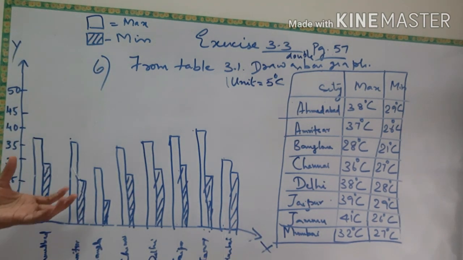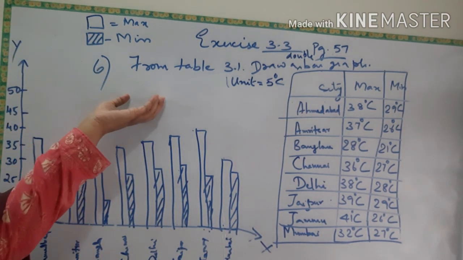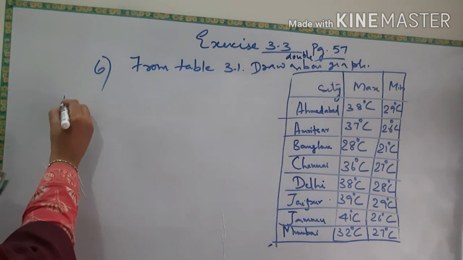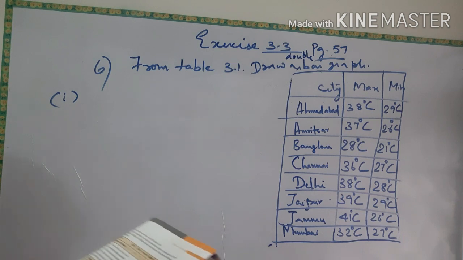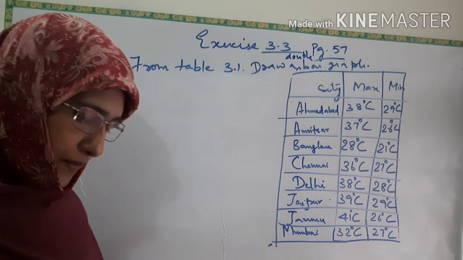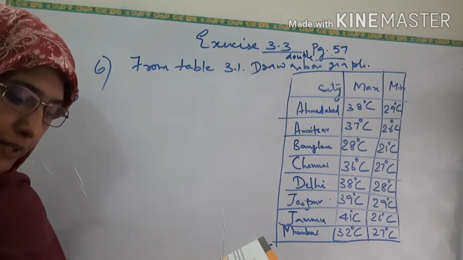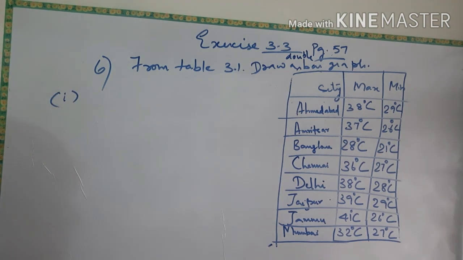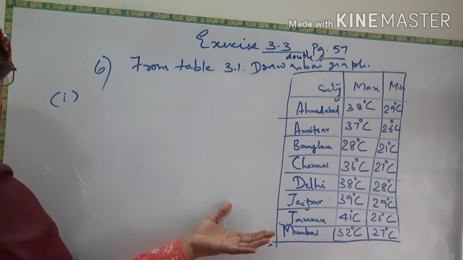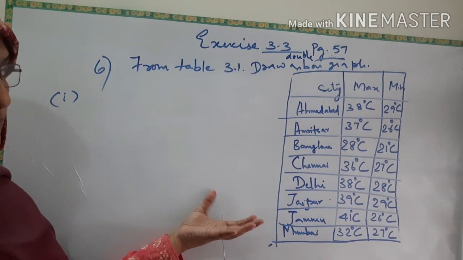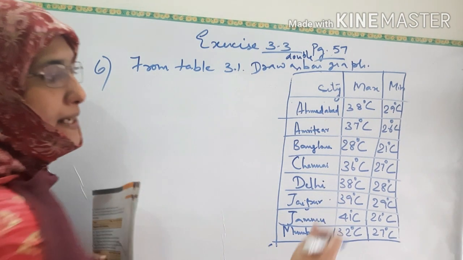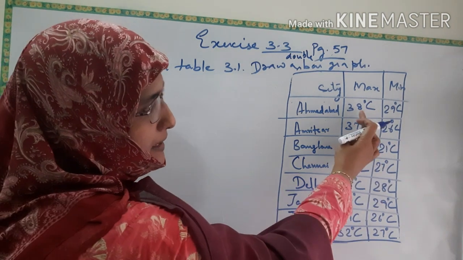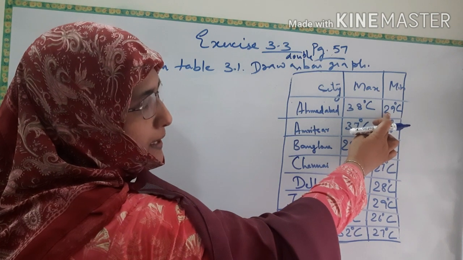So you have drawn the double bar graph for the given data. Now the second part of the question, which city has the largest difference in the minimum and maximum temperature on the given data? You have to find from this which city has the largest difference between the minimum and maximum. See, maximum and minimum temperature is given. Where is the maximum difference? See here 38 and 29. What is the difference there?